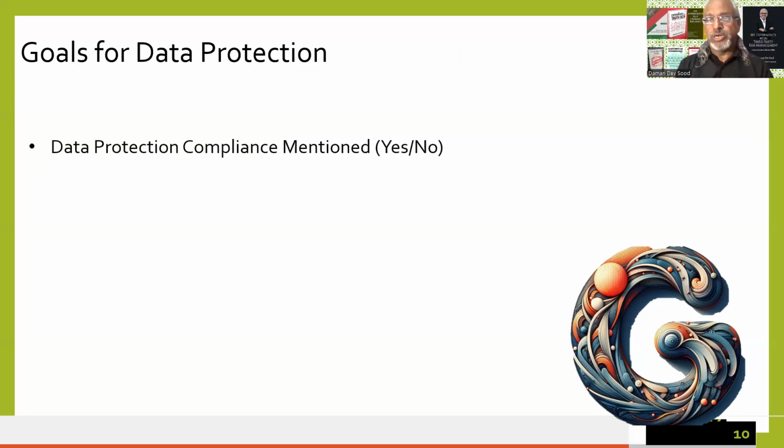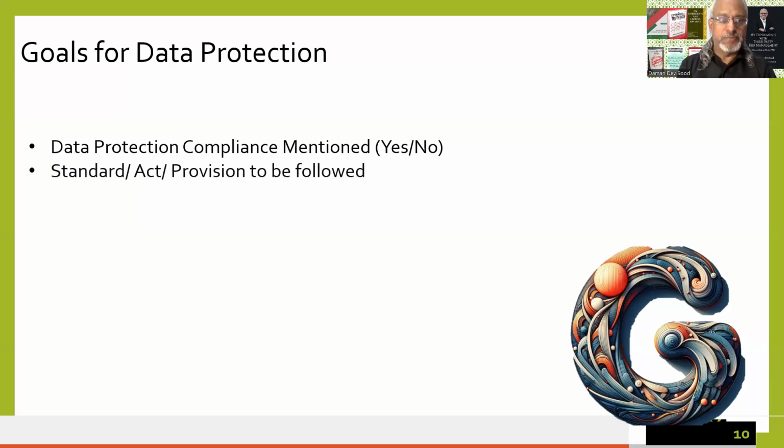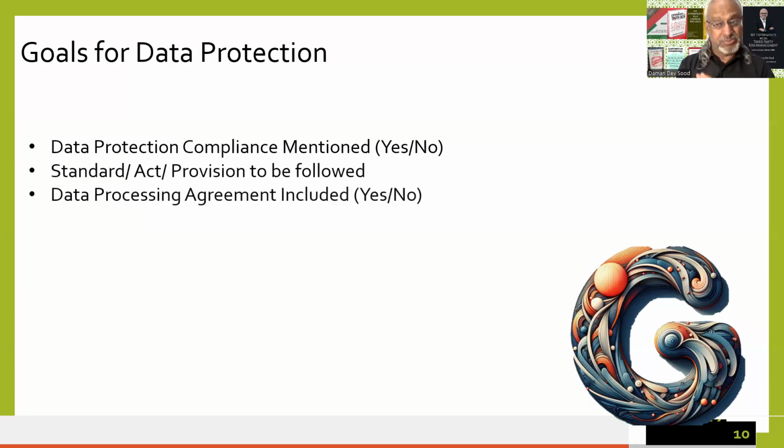And G is for goals for data protection, data privacy, clauses, sub-clauses. You are required to protect data. Equally, you will put it to your third parties also. So put this in the contract. Otherwise, your risk management is a little weaker. Data protection compliance mentioned. Which standard or act or provisions are to be followed by the third parties? Be clear about that, specific about that.